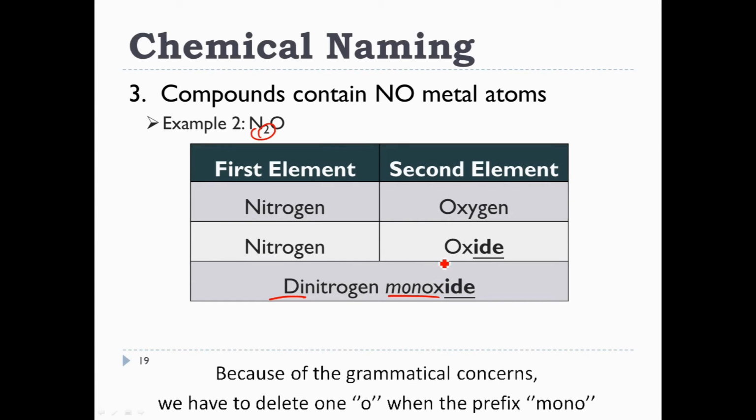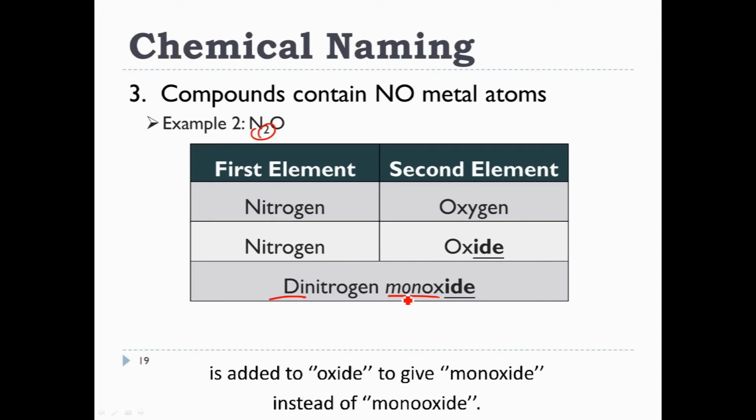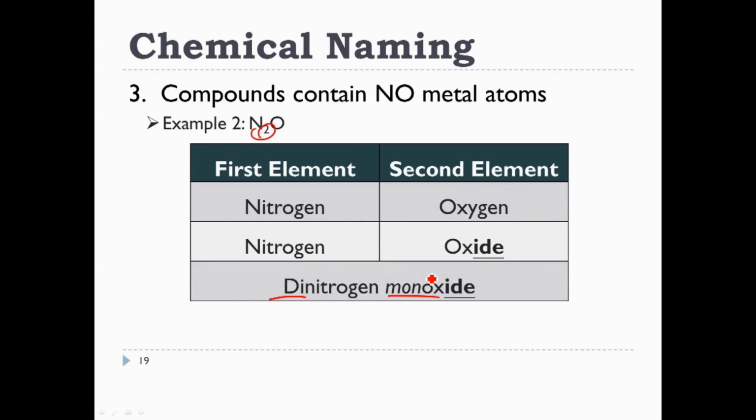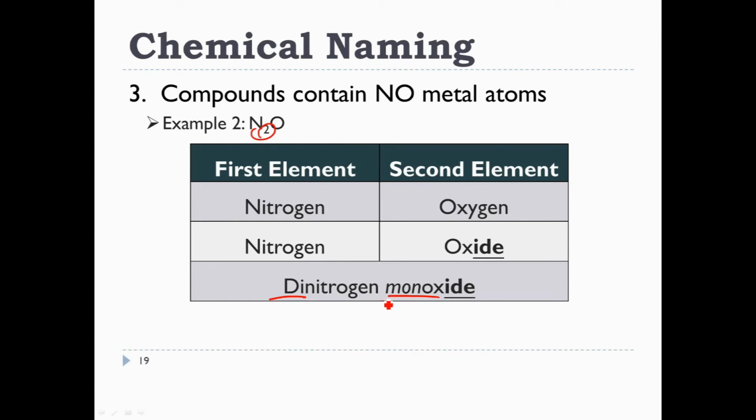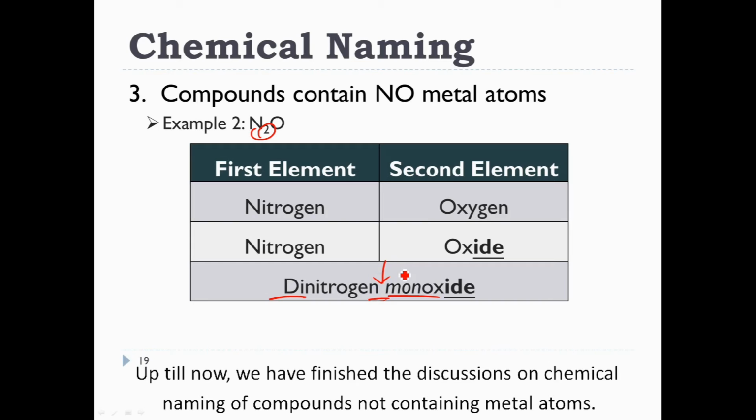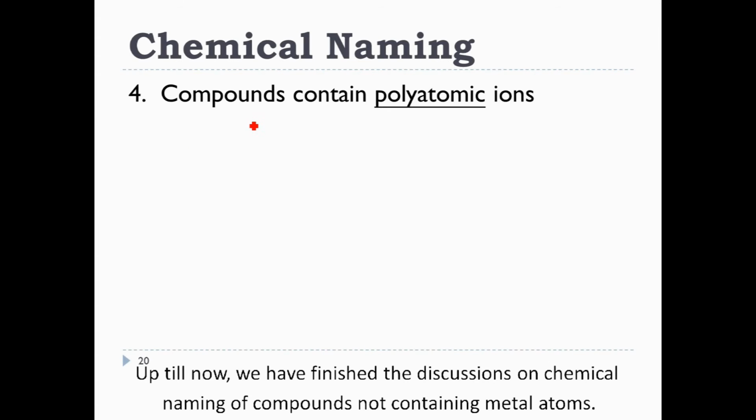Because of grammatical concerns, we have to delete 1 O when the prefix mono is added to oxide to give monoxide instead of monooxide. Therefore, we have dinitrogen monoxide with a space in between. Up till now, we have finished the discussions on chemical naming of compounds not containing metal atoms.